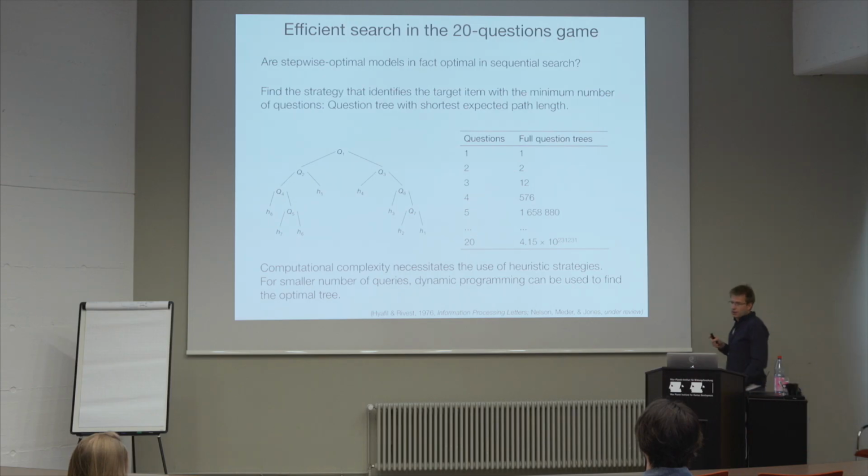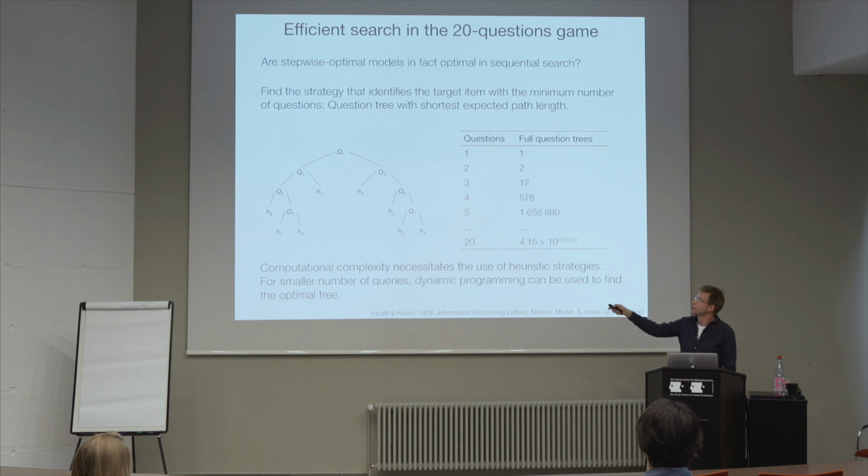Good, now let's think about, okay, but is that kind of strategy actually optimal? And remember, the goal of the game is not to ask informative questions. I mean, to some extent, that's the means to an end, because what you actually want to do is identify the true item with as few questions as possible. And from a formal perspective, that corresponds to identifying the most efficient binary question tree, with the shortest expected path lengths. So this is a question tree.